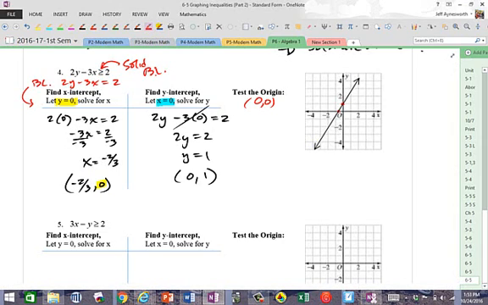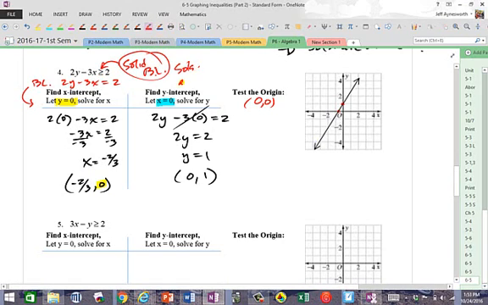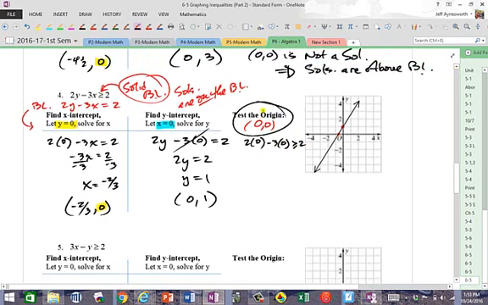It's solid. Solid means solutions are on the boundary line. That's what that means. The question is, are they below or above? So let's test it. Is 2 times 0 minus 3 times 0 greater than or equal to 2? I test it in the original inequality. You always test in the original inequality. So 0 minus 0, is that greater than or equal to 2? Of course 0 is not greater than or equal to 2, so that's false.